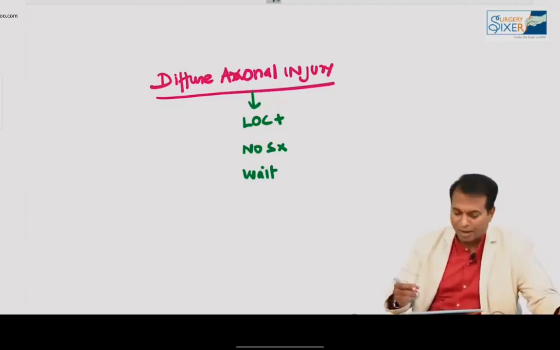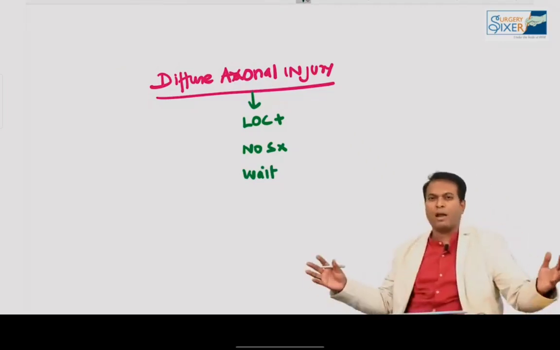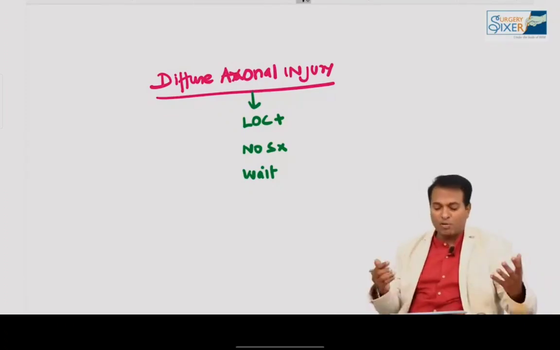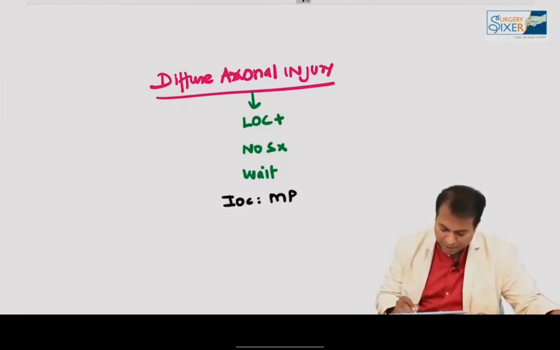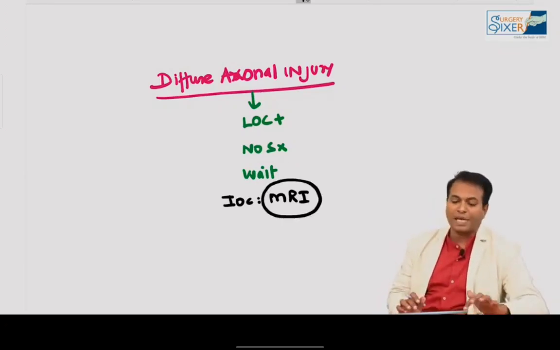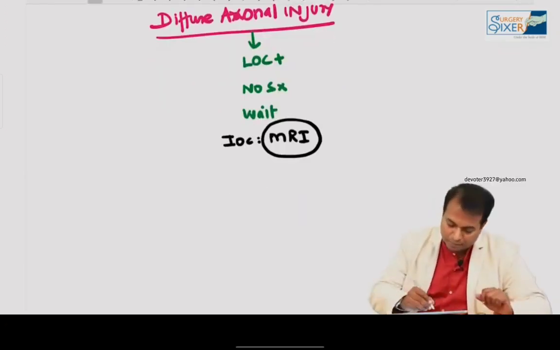The patient will go into coma, and as you have seen in the movie Vasool Raja, there is one fellow in coma for a long period who slowly recovers. Like that, the patient will be in coma for a long period. The investigation of choice is an expected question: MRI. Please don't forget, MRI is the answer for diffuse axonal injuries.